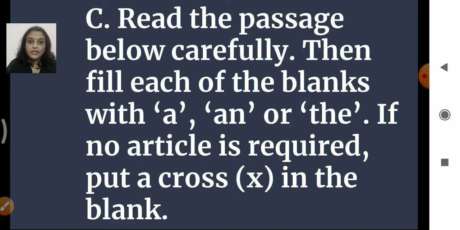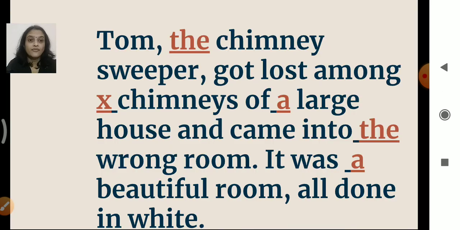Now the C question in your book. Read the passage below carefully. Then fill each of the blanks with a, an, or the. So again we have to insert the articles. If no article is required, put a cross in the blank. Now you can see in front of you a passage in your book, right?